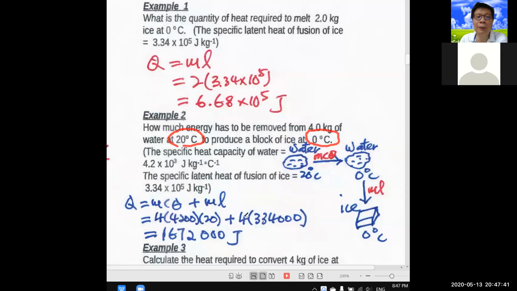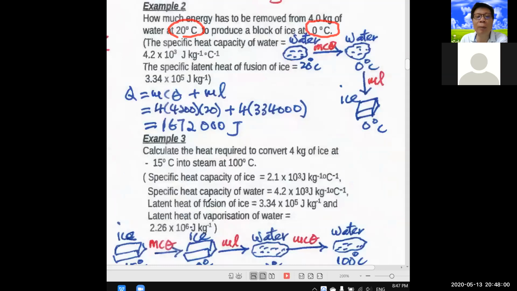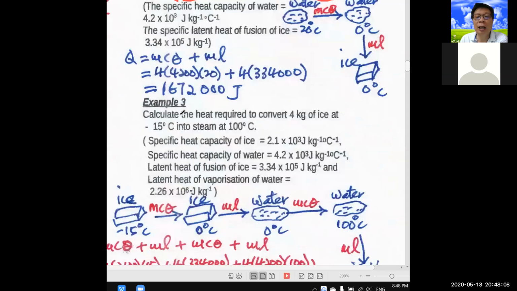In your calculations, you will get this kind of example, most of the time involving more than one stage. Not limited to just one stage; sometimes it can be 4 or 5 stages. Okay, understand? Now we look at another question. This one is even more complicated. Now you see the diagram I show you. How many stages are here? Calculate the heat required to convert 4 kilograms of ice at -15 degrees, ice being solid, into steam.